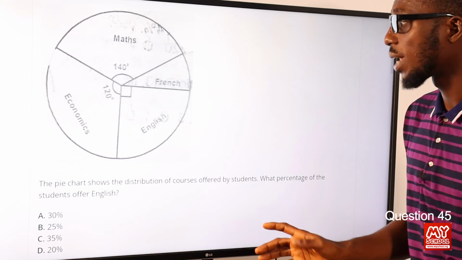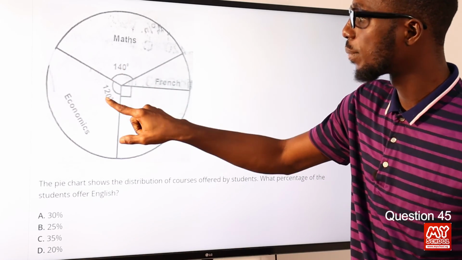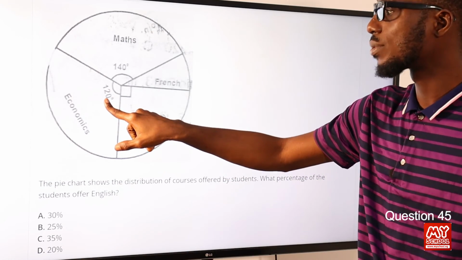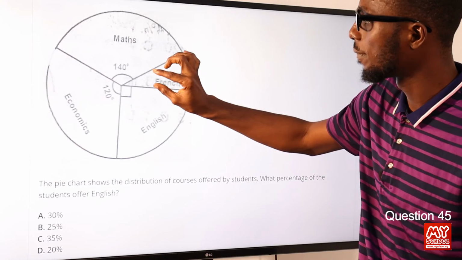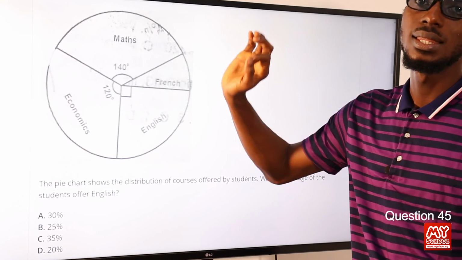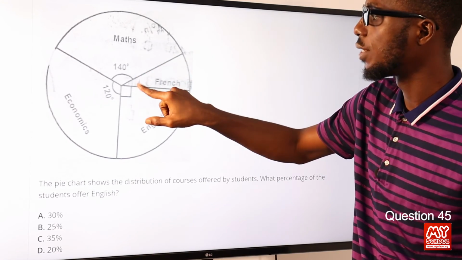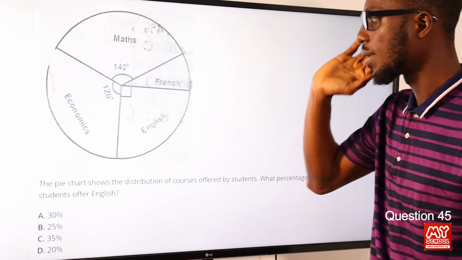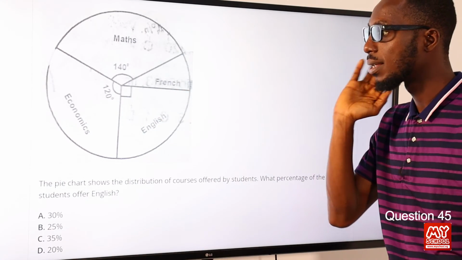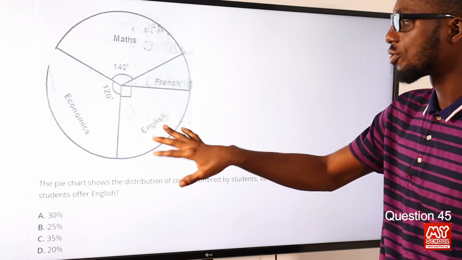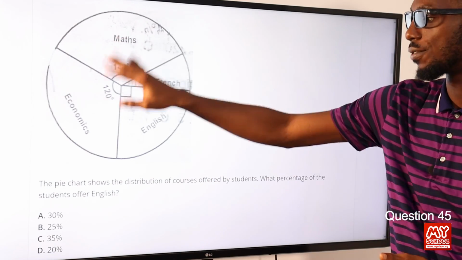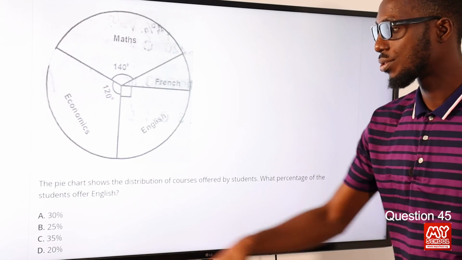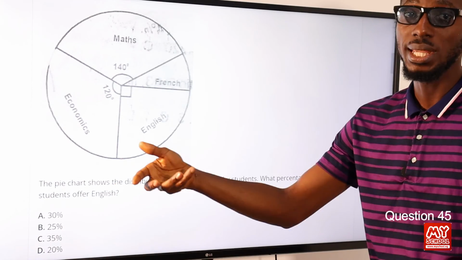Just for additional information, this is 140 plus 120, that is 260. 260 plus 90, that is 350. 350 plus 10, that is 360. So the angle for French is 10 degrees. So the percentage of students that offer English is 25%, 1/4 of the total pie chart. So that is found in option B. So option B is the correct option.